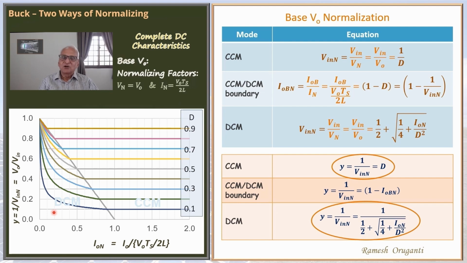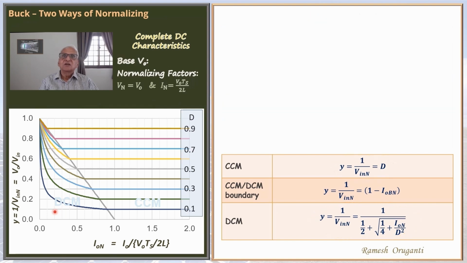Next, we will see how these characteristics based on V0 normalization can be useful in visualizing and understanding the converter operation under steady state when the output voltage is regulated. That is, when V0 is held constant.